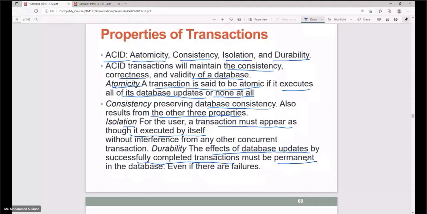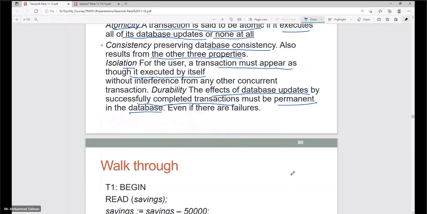Durable means it should last long. Whatever changes the transaction makes in the database, those changes after the commit should be permanent in the database, unless you make other changes to the same data. So these are the ACID properties of a transaction. Every transaction should satisfy these ACID properties.